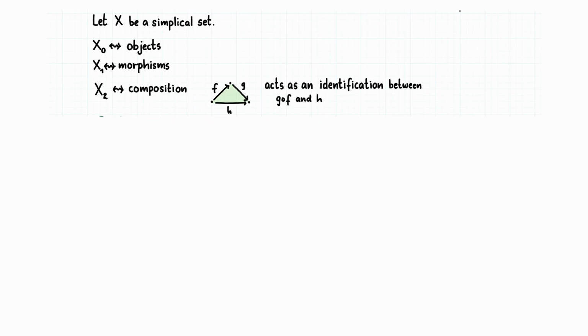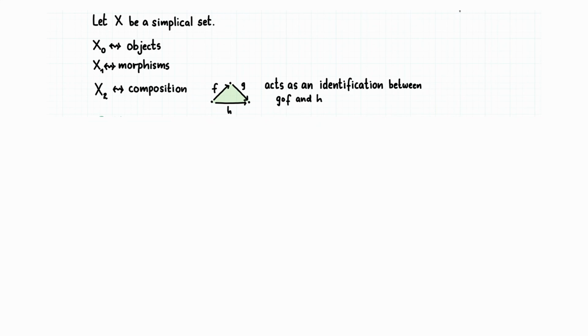So if you have a two simplex like that, with these morphisms F, G, and H, you can say that this two simplex acts as an identification between the composition G∘F and H. In other words, you can say that H is equal to G∘F, and the two simplex sort of witnesses the composition, or the equality happening.